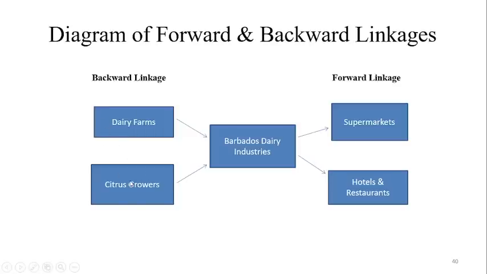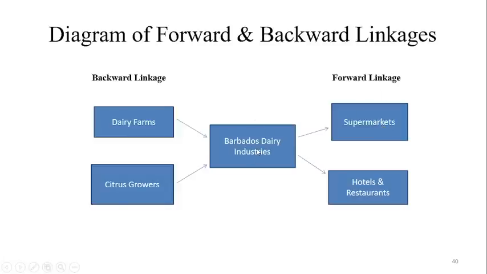Why is it a backward linkage? It's because Barbados Dairy Industries will depend on dairy farmers and citrus growers for their products, in order to make what they need to make. So they'll depend on them for their raw material. Now, they have made what they need to make. They make their product, and now they will supply supermarkets, hotels, and restaurants with their dairy products. And that is a forward linkage for Barbados Dairy Industries.